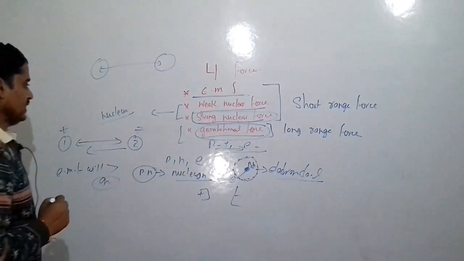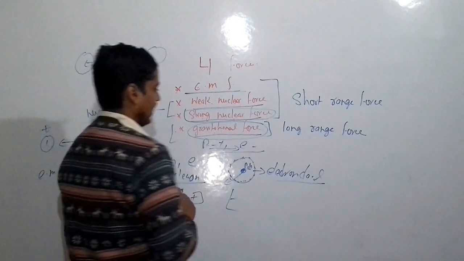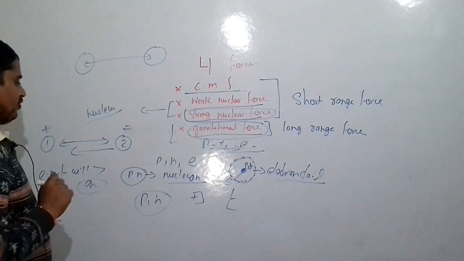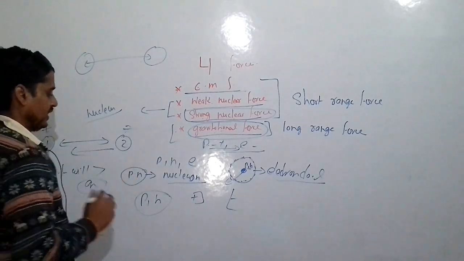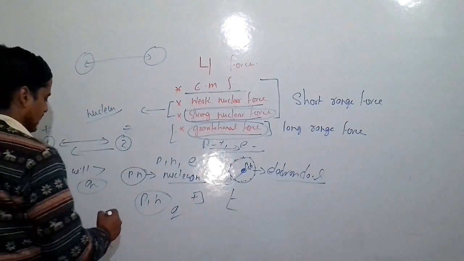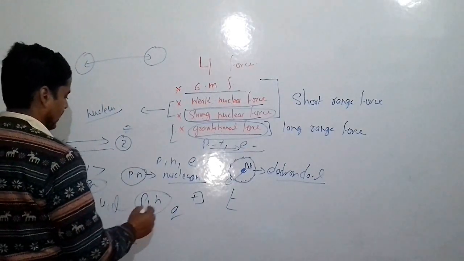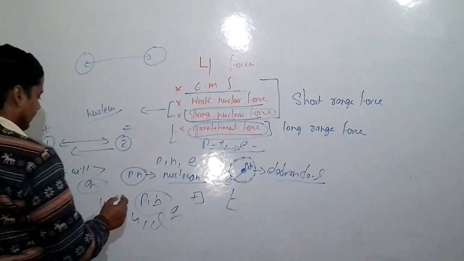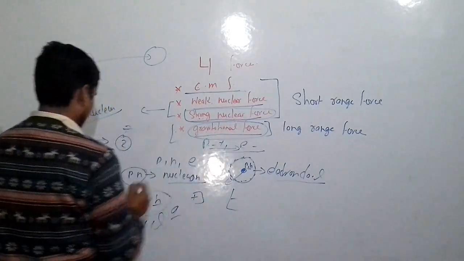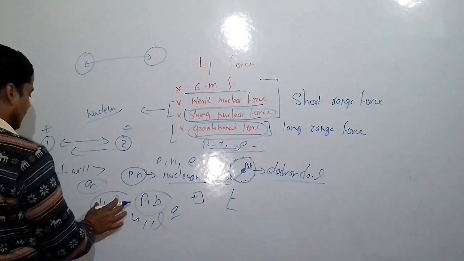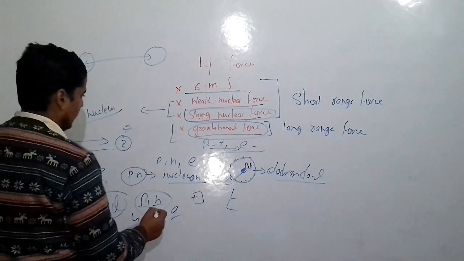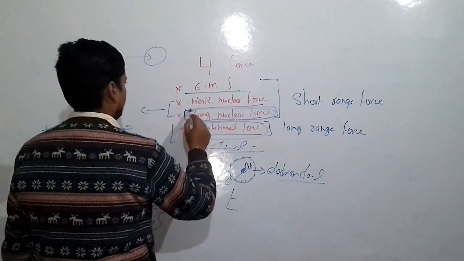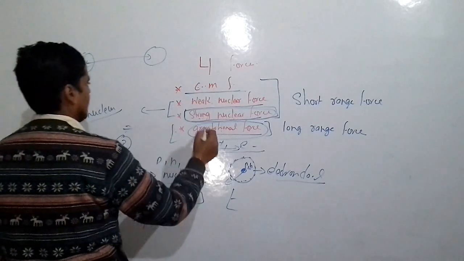What is strong nuclear force? Electron is an elementary particle, but proton and neutron are not elementary particles. They are made up of further tiniest particles called quarks. So proton is made up of quarks, up quark and down quark, and neutron is also made up of up quark and down quark. Due to the strong nuclear force, these up quarks and down quarks bind together and make proton and neutron. That's why the strong nuclear force is called strong, which is the strongest out of all these fundamental forces.